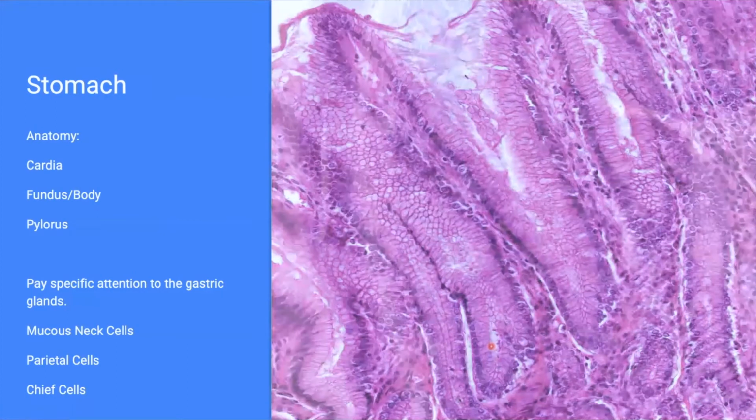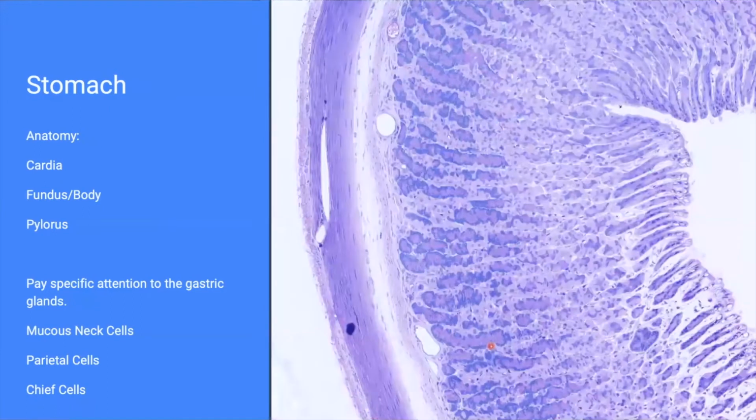We contrast that to our fundus or body histology. These glands are very long, so they're very well-developed glands, and they appear to have several different types of cells found within them. And that's true because there are several different types of cells found within these fundal and body gastric glands that are responsible for producing different types of materials.